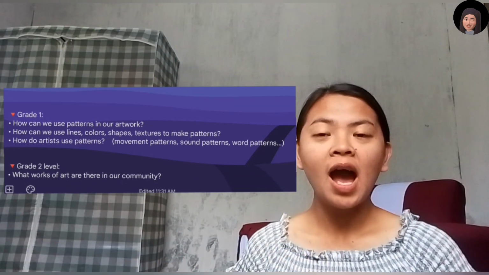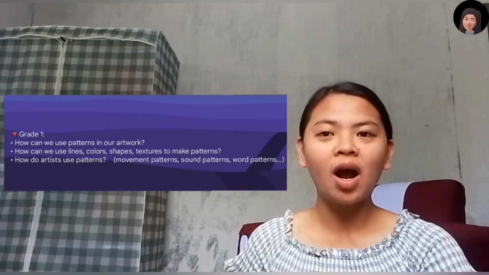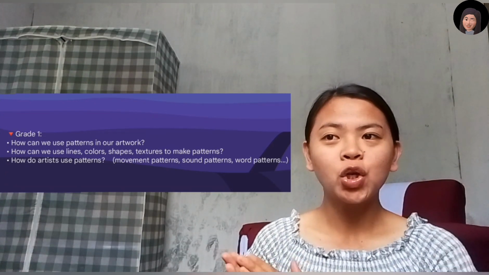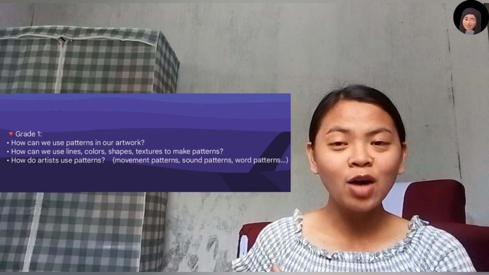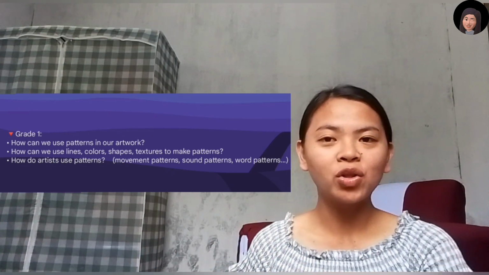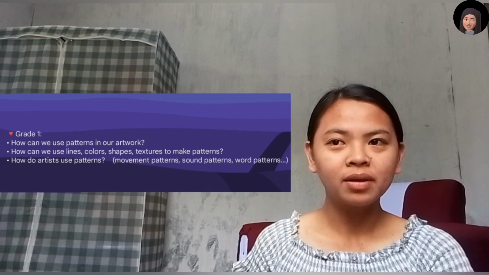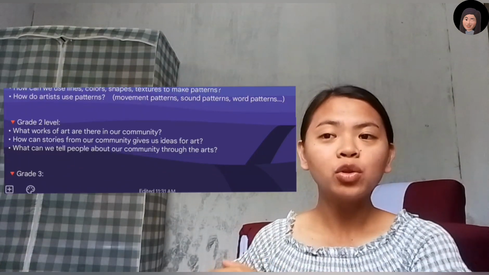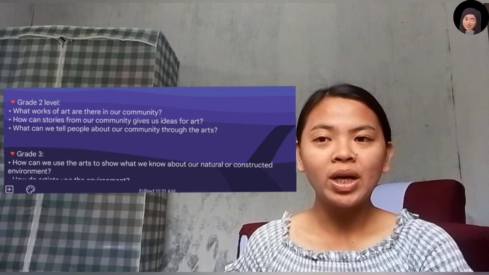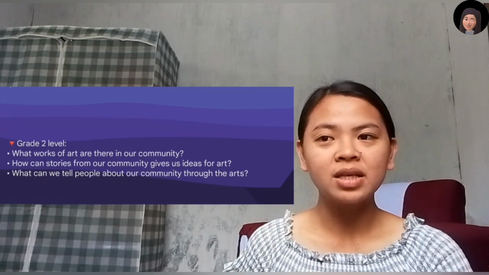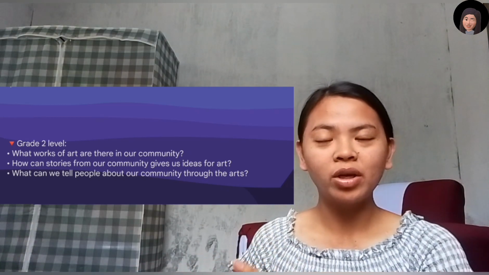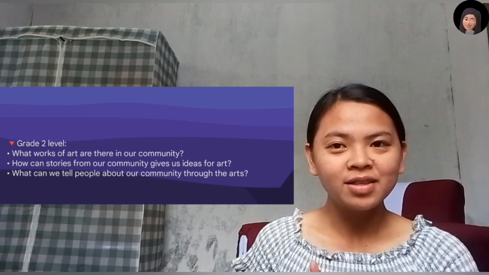First, grade 1. How can we use patterns in our artwork? How can we use lines, colors, shapes, and textures to make patterns? How do artists use patterns, like movement patterns, sound patterns, and word patterns? For grade 2 level, what works of art are there in our community? How can stories from our community give us ideas for art? What can we tell people about our community through arts?